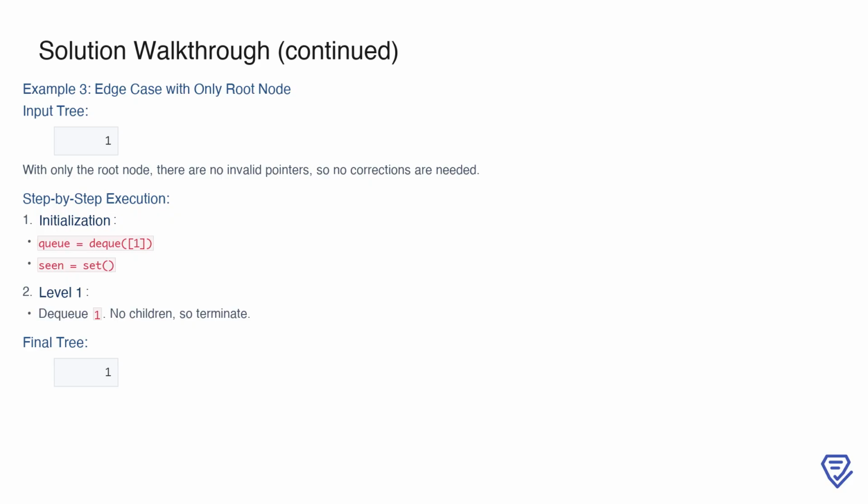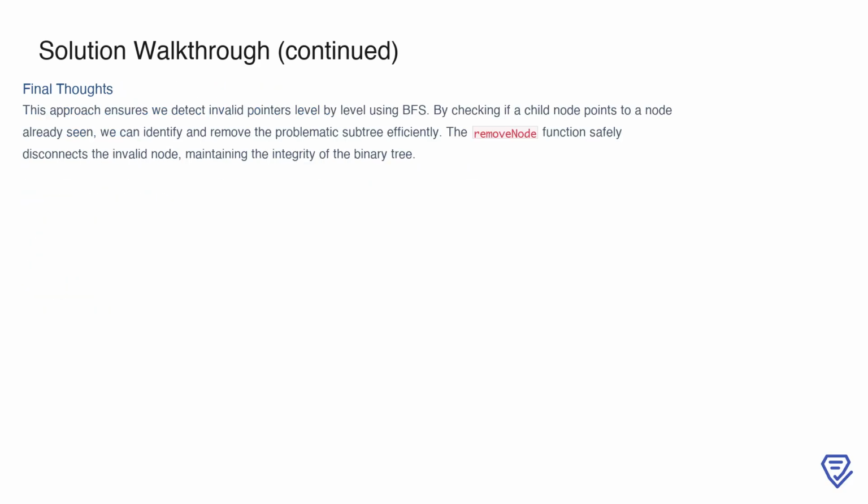Since there are no other nodes, there are no invalid pointers to address. The process is straightforward. We initialize the queue with node 1 and an empty scene set. At level 1, we dequeue node 1, but since it has no children, the traversal terminates immediately. The tree remains unchanged, with node 1 as the root. This approach effectively detects invalid pointers using a level-by-level breadth-first search.